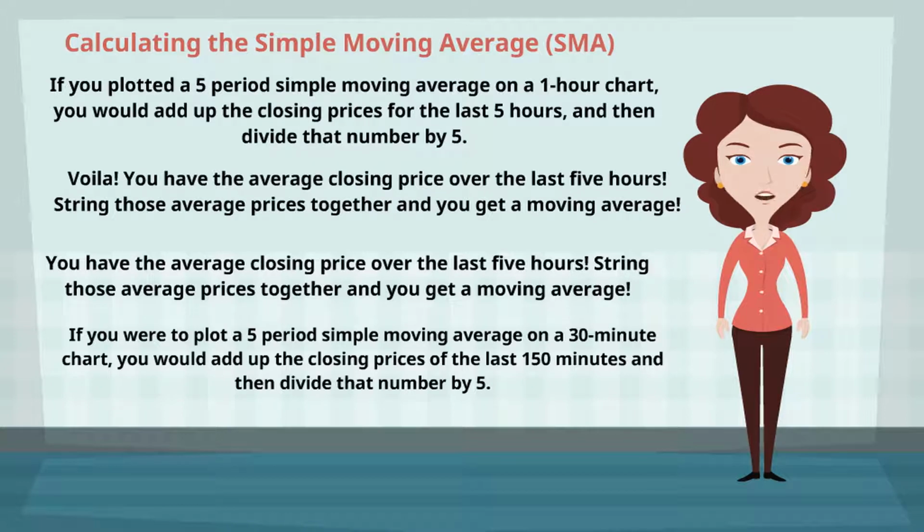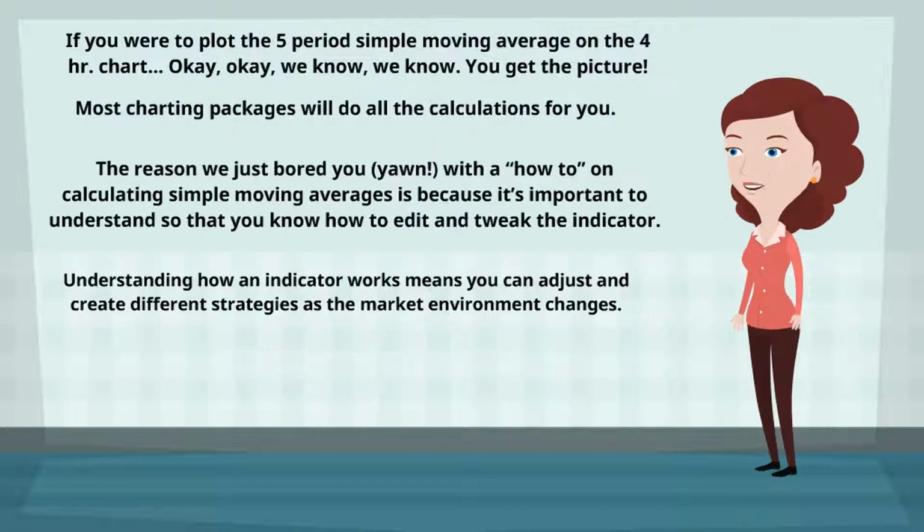If you were to plot a 5-period simple moving average on a 30-minute chart, you would add up the closing prices of the last 150 minutes and then divide that number by 5. If you were to plot the 5-period simple moving average on the 4-hour chart... Okay, we know. You get the picture. Most charting packages will do all the calculations for you. The reason we just bored you with a how-to on calculating simple moving averages is because it's important to understand so that you know how to edit and tweak the indicator.